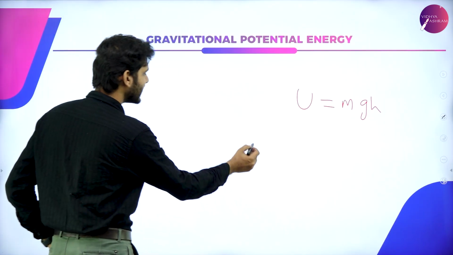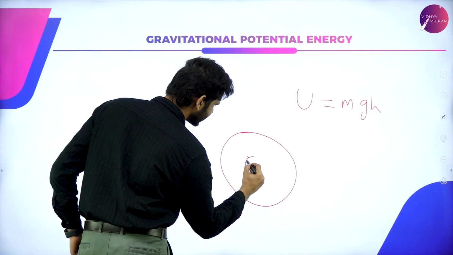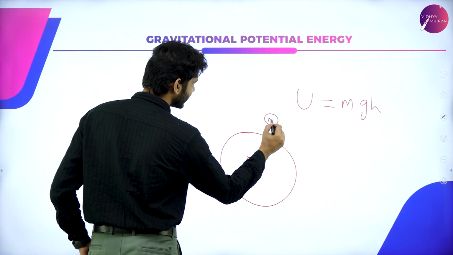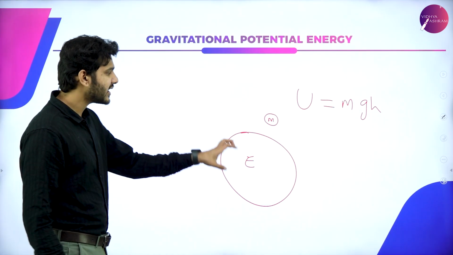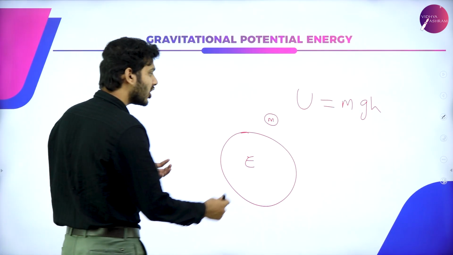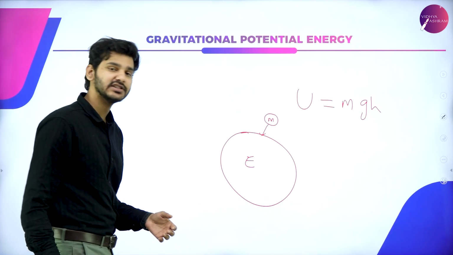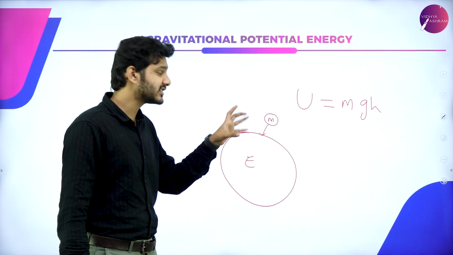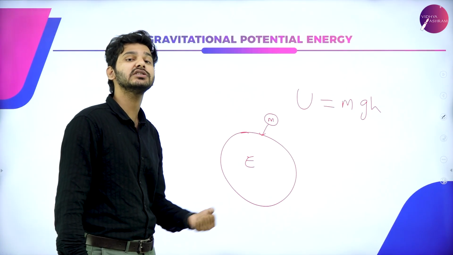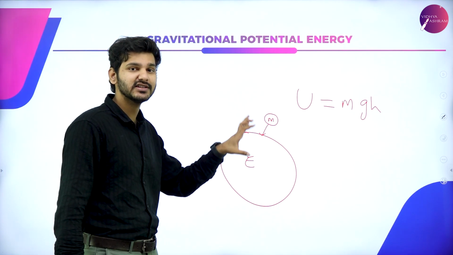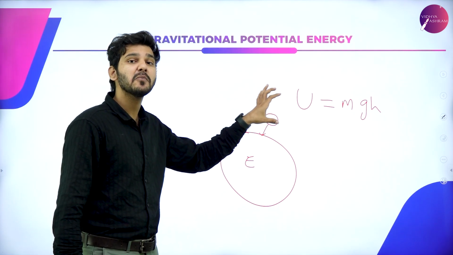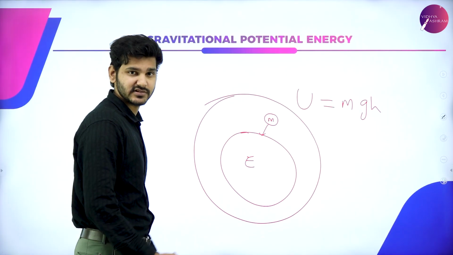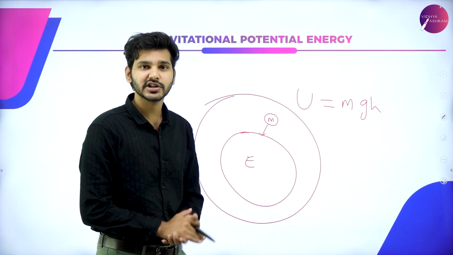For example, if this is Earth, and I keep anything close to Earth, let's say this is the moon, it will automatically feel an attractive force towards the Earth. There is a force of attraction between these two masses. Since Earth is the bigger body, this moon will feel an attractive pull towards Earth. This energy possessed by the moon, since it is kept in Earth's gravitational field, is known as gravitational potential energy.